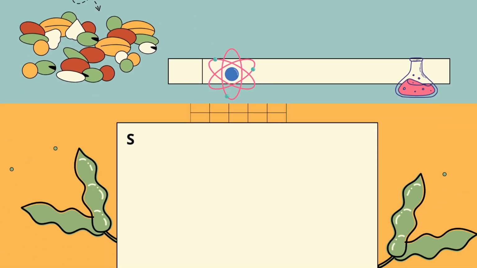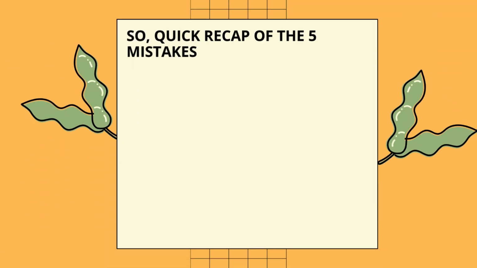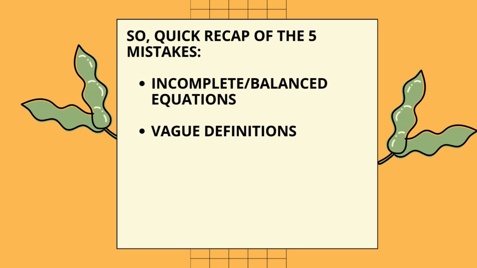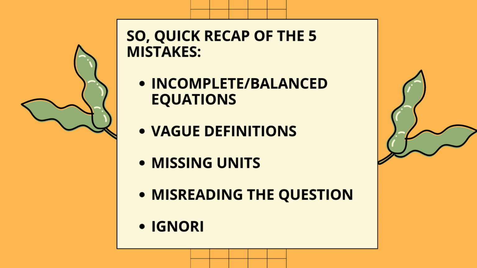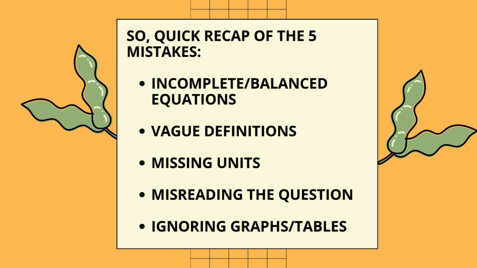So let's do a quick recap of the 5 mistakes students make. Number 1, incomplete or unbalanced equations. Number 2, vague definitions. Number 3, missing units. Number 4, misreading the question. And number 5, ignoring graphs or tables. These are the most common mistakes which I found.